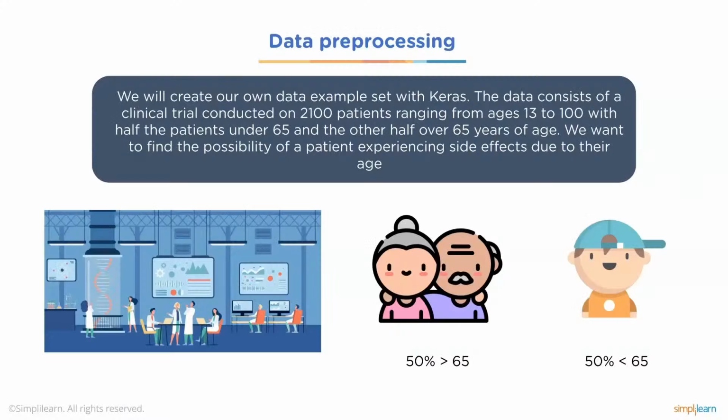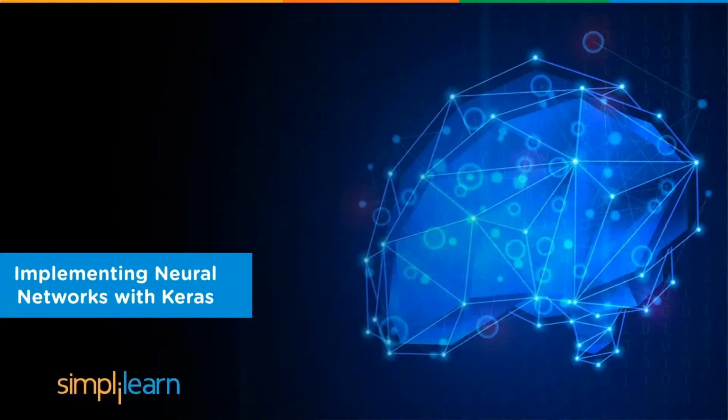So in data pre-processing, we will create our own example data set with Keras. The data consists of a clinical trial conducted on 2,100 patients, ranging from ages 13 to 100, with half the patients under 65 and the other half over 65 years of age. We want to find the possibility of a patient experiencing side effects due to their age. And you can think of this in today's world with COVID, what's going to happen on there.